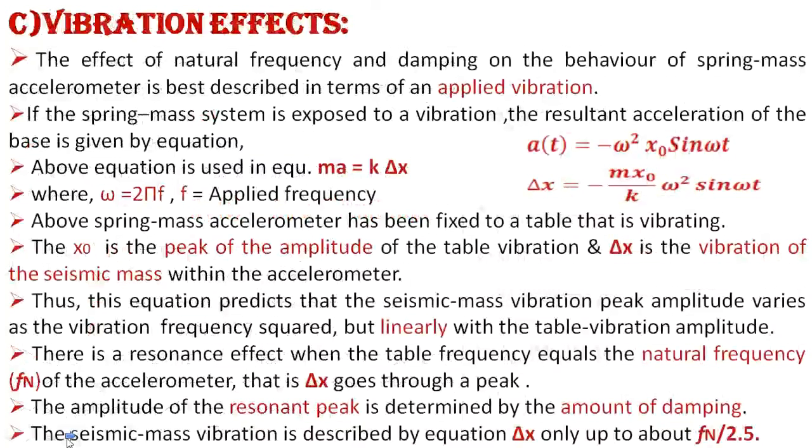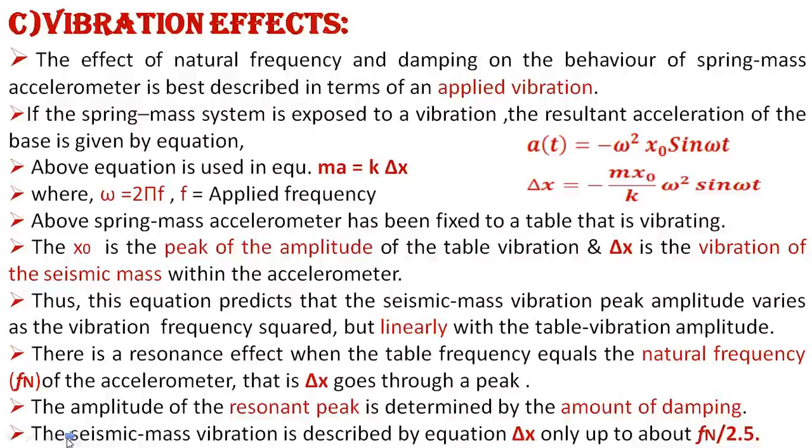Now what happens with vibration? The effect of natural frequency and damping on the behavior of the spring mass accelerometer is best described in terms of an applied vibration. If the spring mass system is exposed to vibration, the resultant acceleration of the base is given by the equation a(t) = -omega squared x0 sin(omega t). The above equation is used in the equation ma = k delta x.